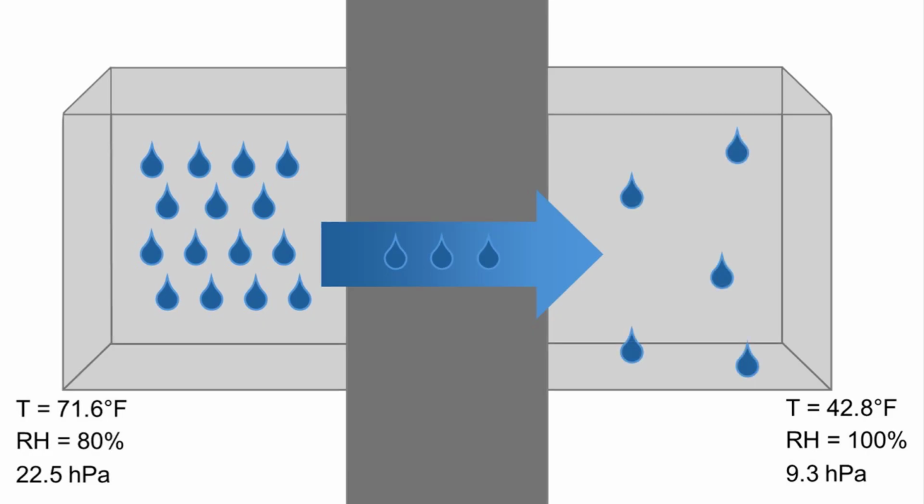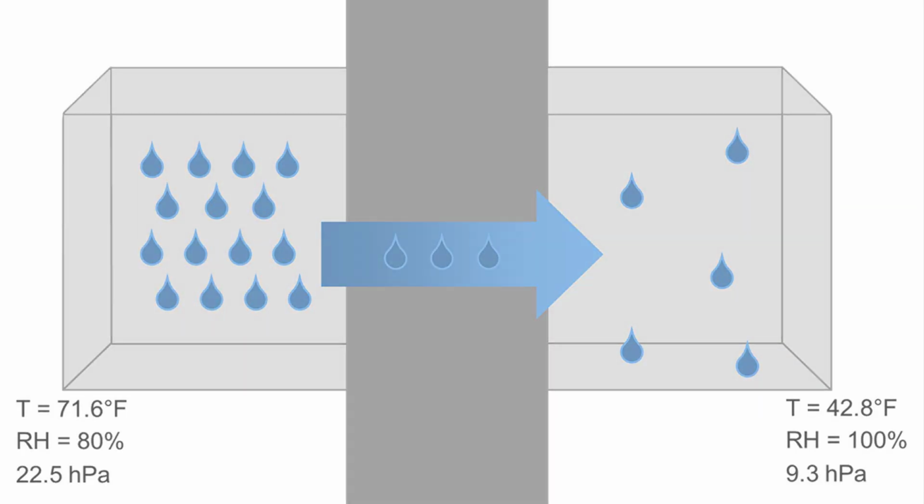Water vapor moves from areas of higher water vapor pressure to areas of lower water vapor pressure. Water vapor pressure depends on both the temperature and the relative humidity of the air. Therefore, hotter, more humid air will have higher water vapor pressure than colder, less humid air. The larger the difference in these pressures, the faster the water vapor diffusion.